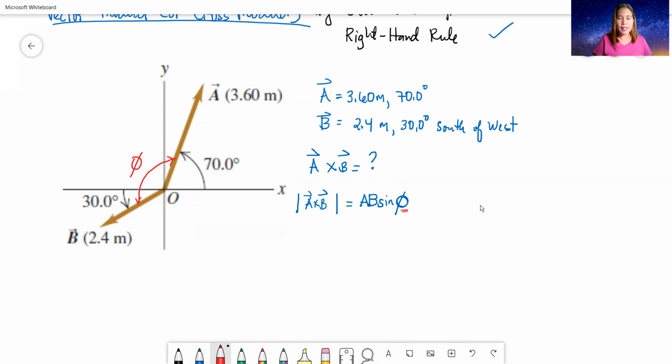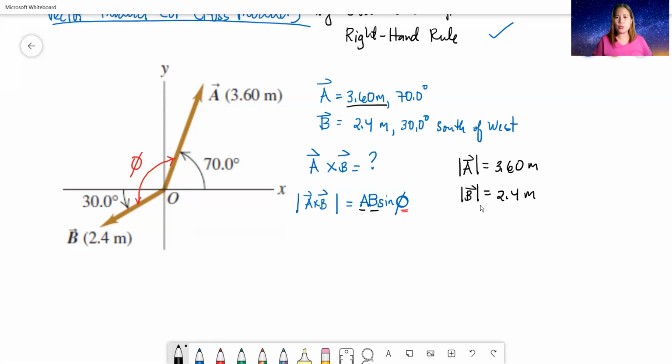The magnitude of A is just 3.6. Hopefully it's very obvious to you now that the magnitude of vector A is given. Tada! It's just 3.60. And then the magnitude of B is just 2.4. So the number of significant figures are not the same. In our final answer, we will follow the least number of significant figures. So we will declare only two significant figures.